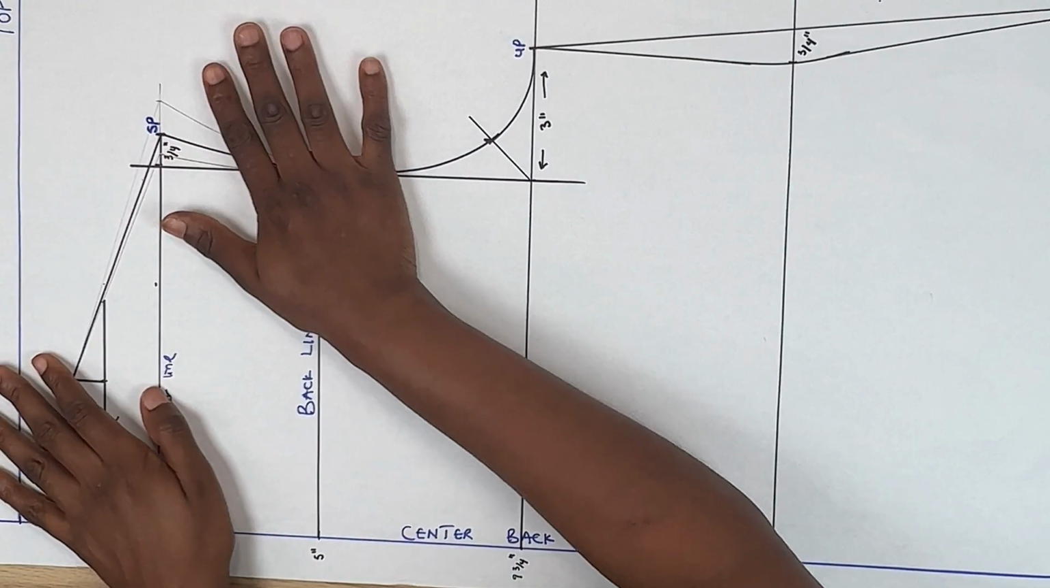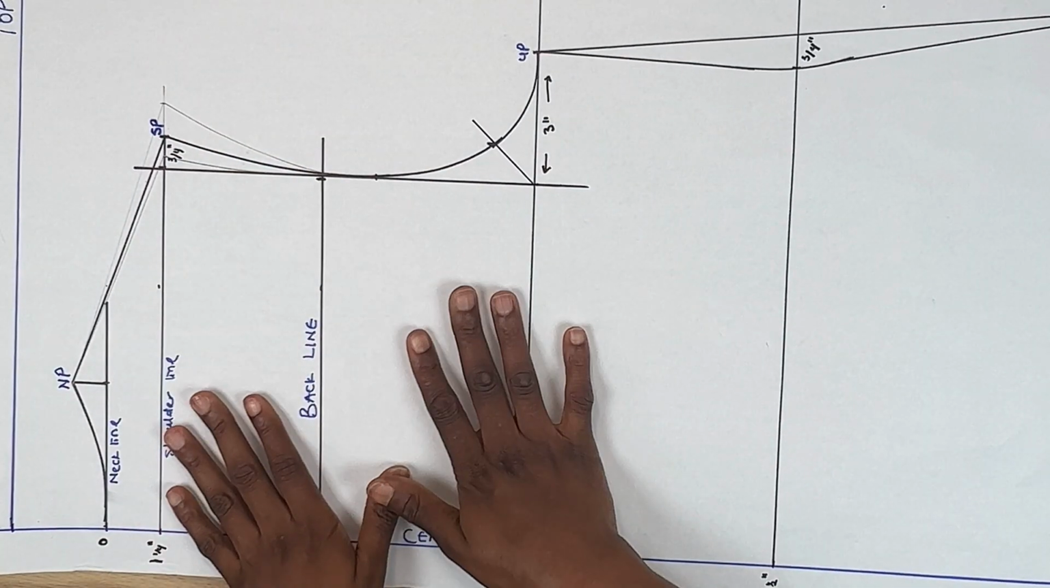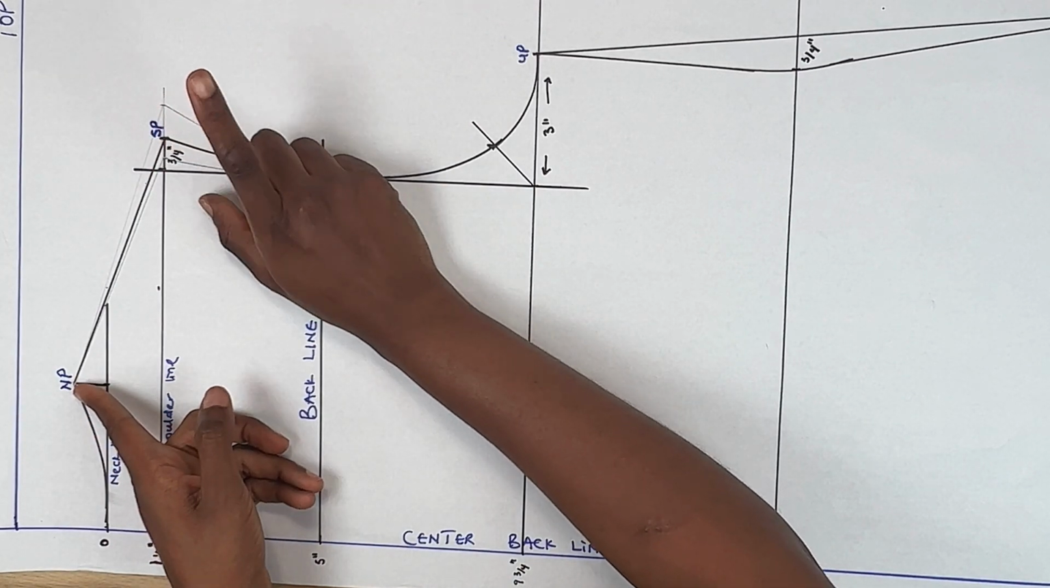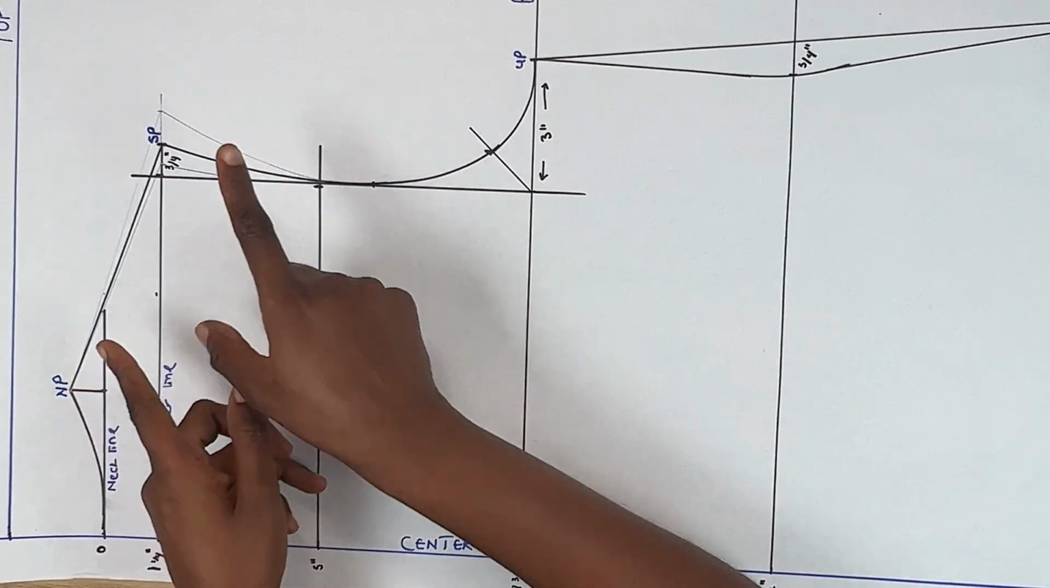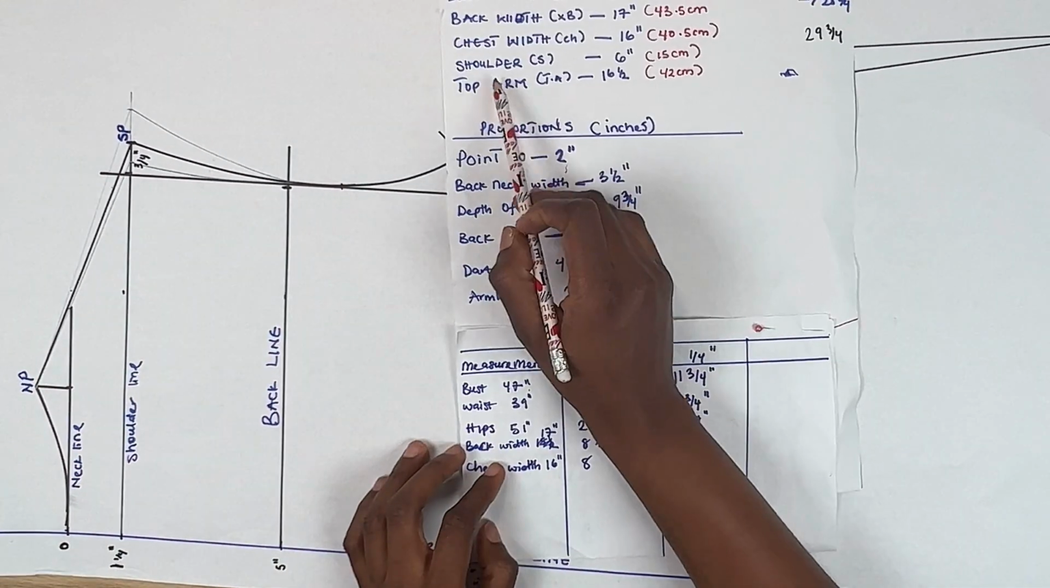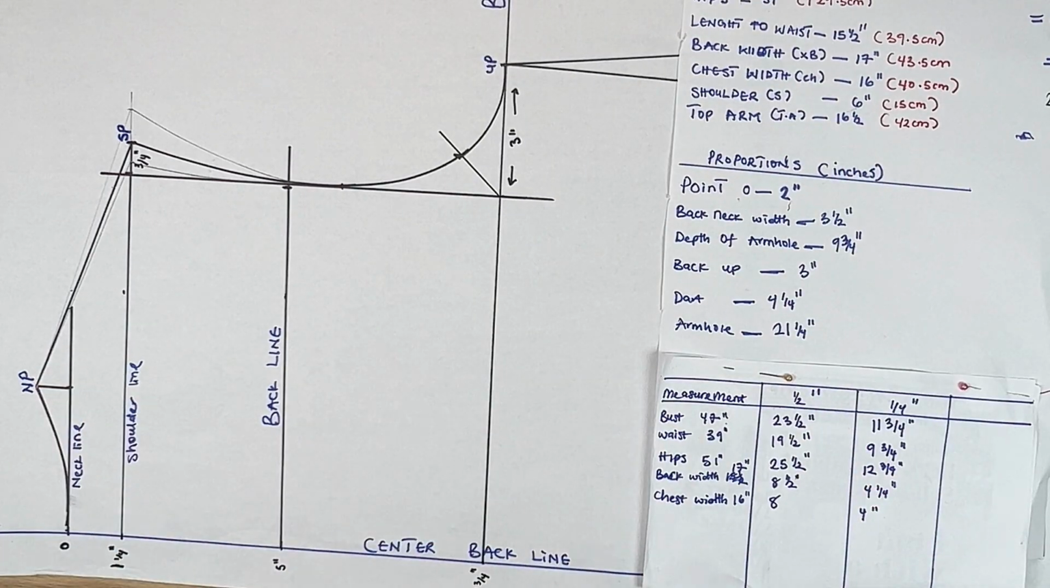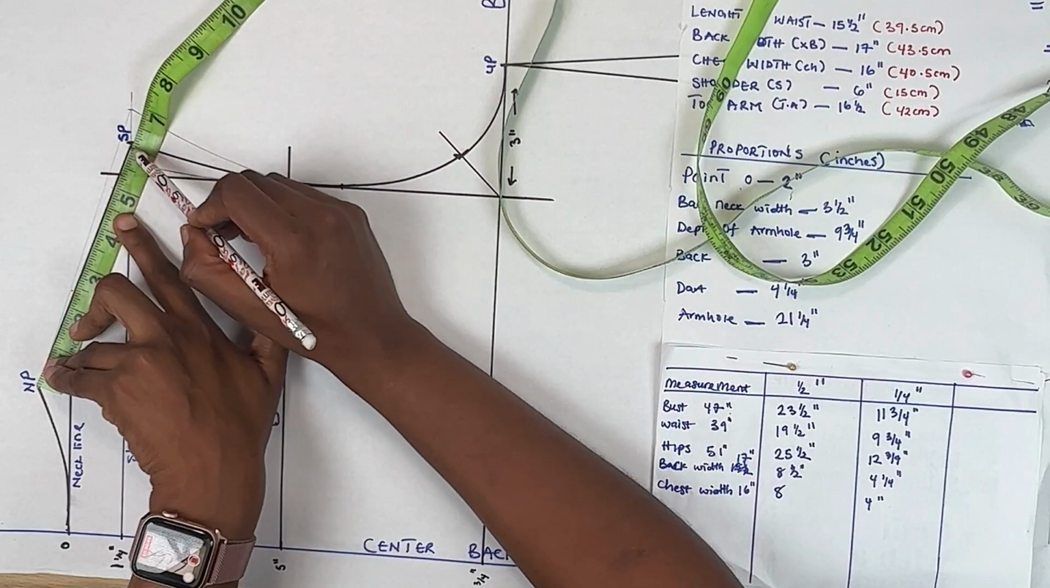Having explained all that, now let's come back to our own measurement here and then check what the shoulder is to see if we have a 1.5 or 2 cm excess than our actual shoulder. Shoulder measurement here is 6 inches, right? So let's see what this measures. It is 6 inches.